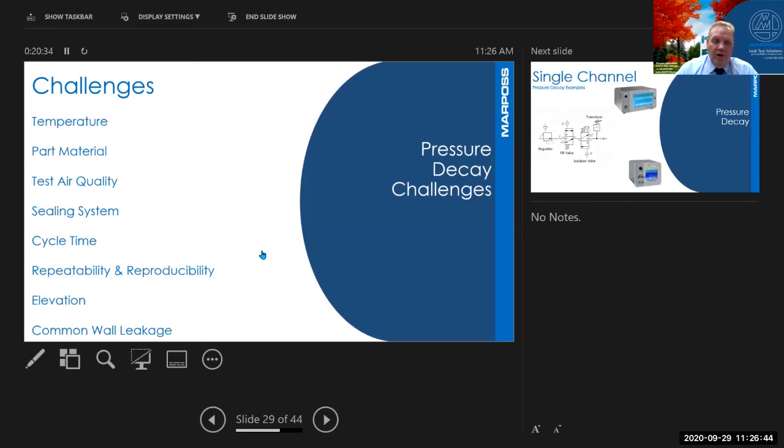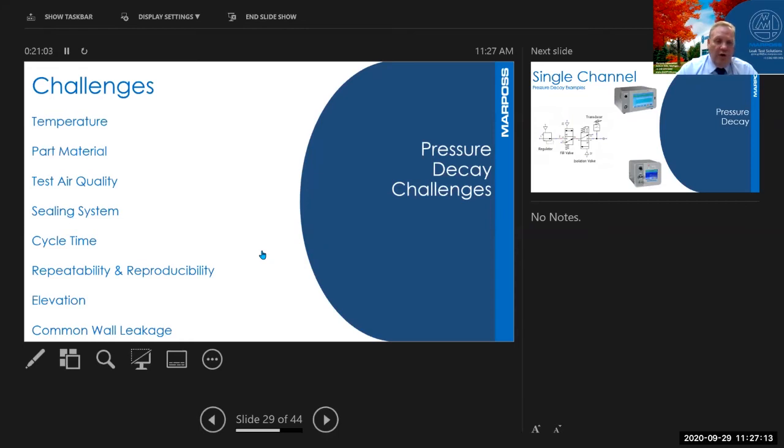Repeatability and reproducibility. This is a big one. It really started in automotive, but we're starting to see a lot more of this in the medical community as far as being able to repeat what you do and reproduce the leaks. So repeatability and reproducibility, really a big one. We use a product here at Marposs called Quick SPC for data collection and analysis, and we're able to run gauge R&Rs with that.